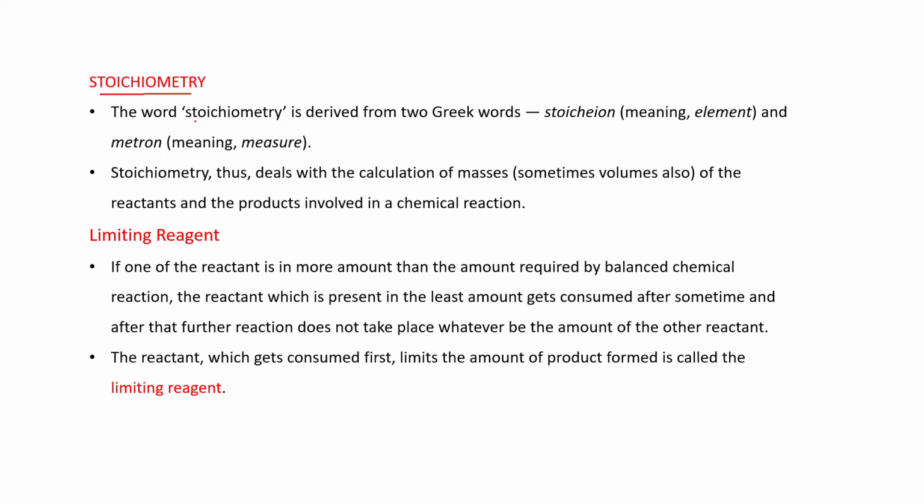Stoichiometry. The word stoichiometry is derived from two Greek words, stoichion meaning element and metron meaning measure. Thus, stoichiometry deals with the calculation of masses, sometimes volumes also, of the reactants and products involved in a chemical reaction. Here, if there is a balanced chemical equation, we can find out the masses and volumes of the reactants and products.